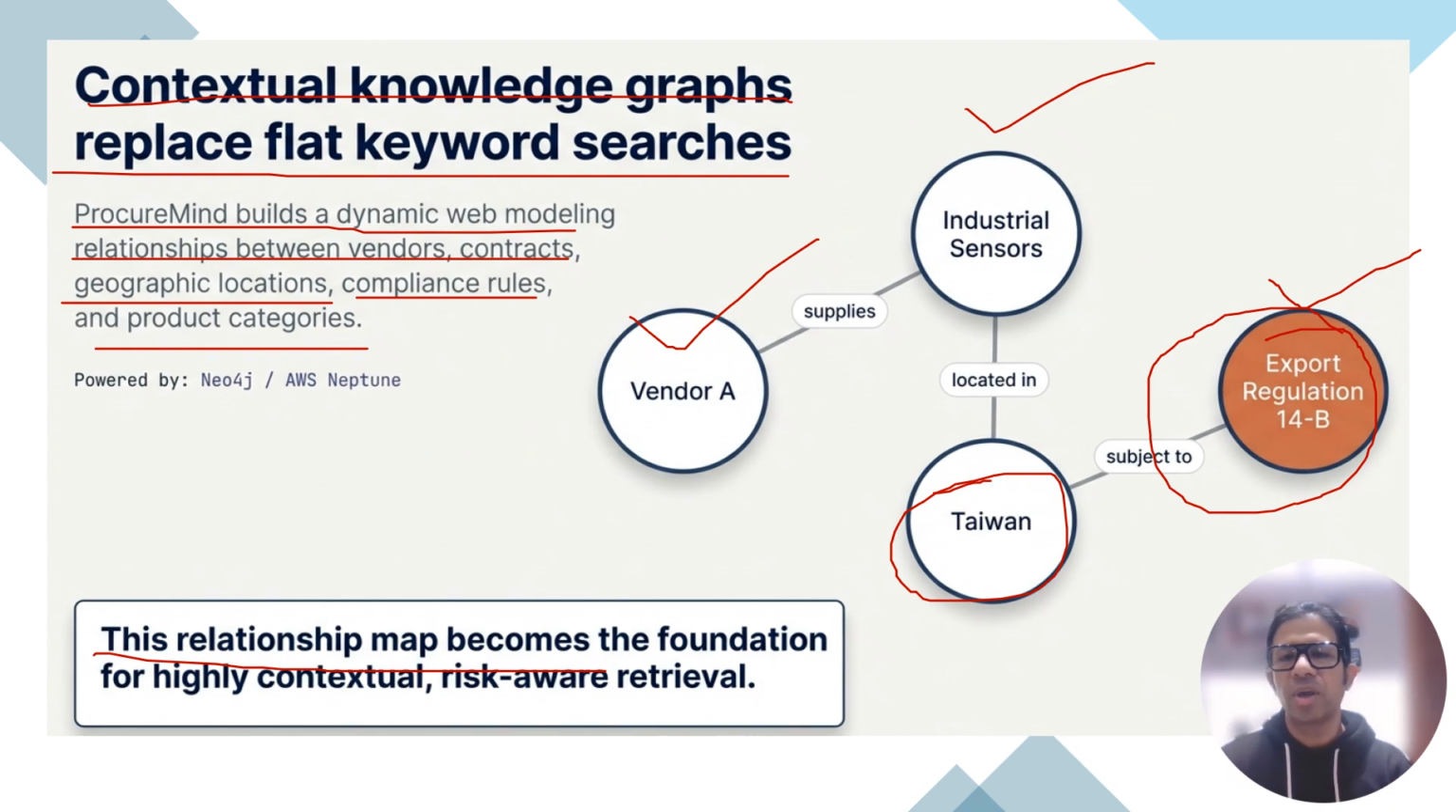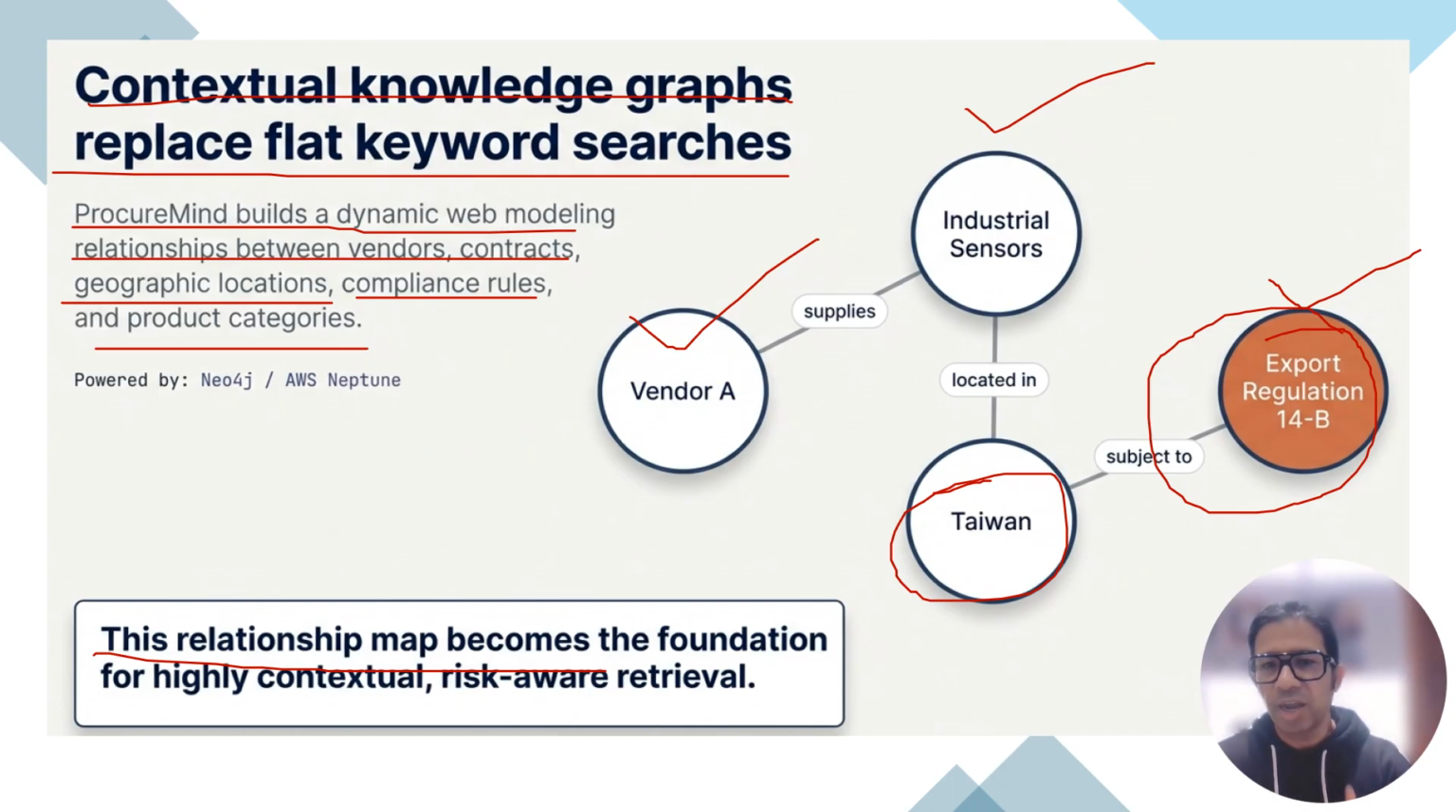This relationship map becomes the foundation for highly contextual, risk-aware retrieval. Meaning, when the AI retrieves documents, it doesn't just retrieve the vendor A specs PDF. It retrieves vendor A plus sensor category plus Taiwan plus export regulation plus contract clauses, all together. That is what makes retrieval enterprise grade: context plus relationships plus risk awareness.